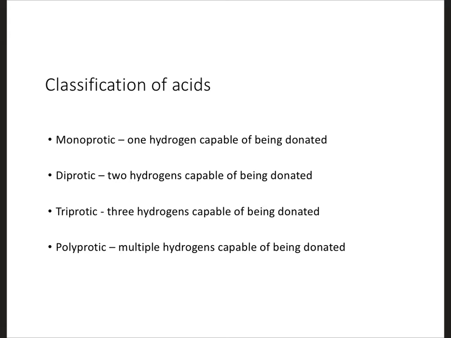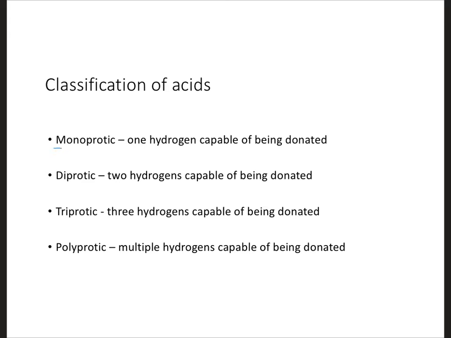So between Gen Chem 1 and Gen Chem 2, we've talked about several different classification schemes for acids. We've talked about the binary acids like HCl. We've talked about oxyacids. We have talked about the weak and strong classification schemes. But now we want to talk about acids in terms of how many protons they have.